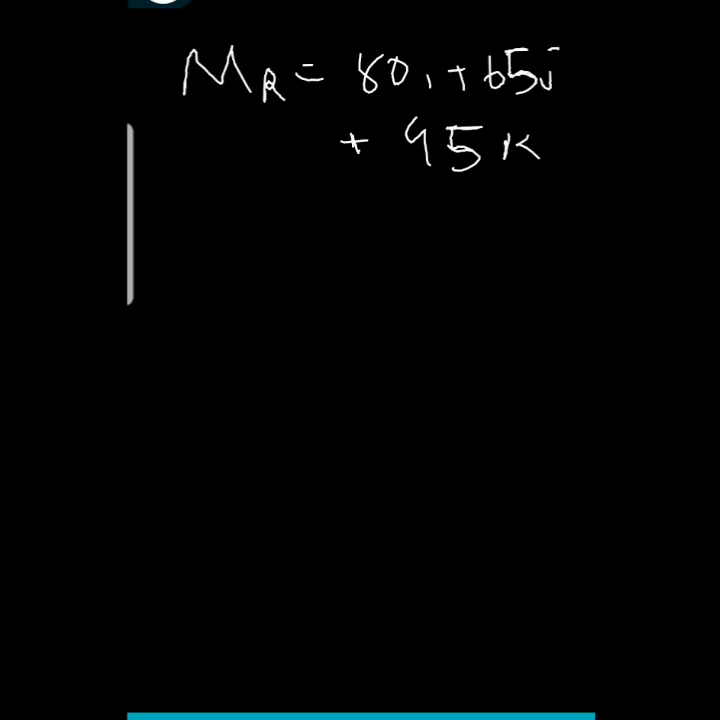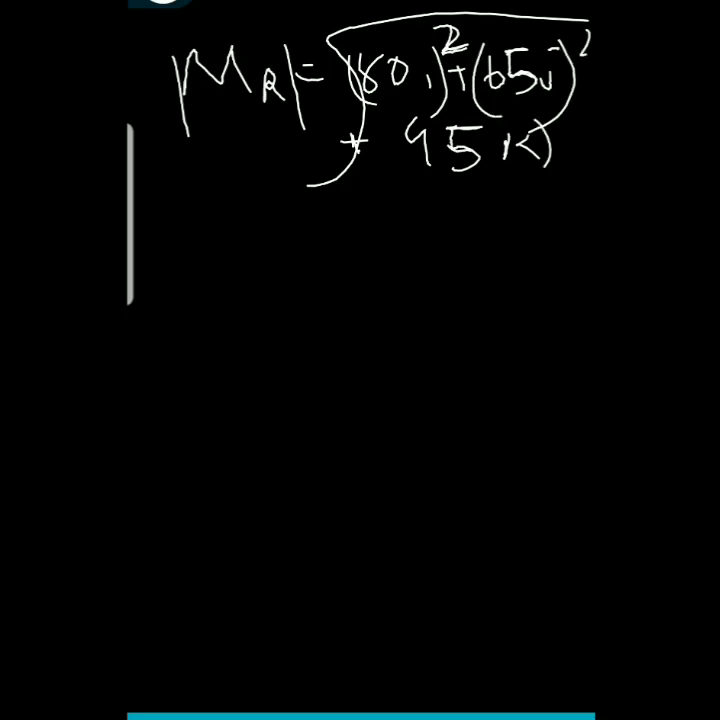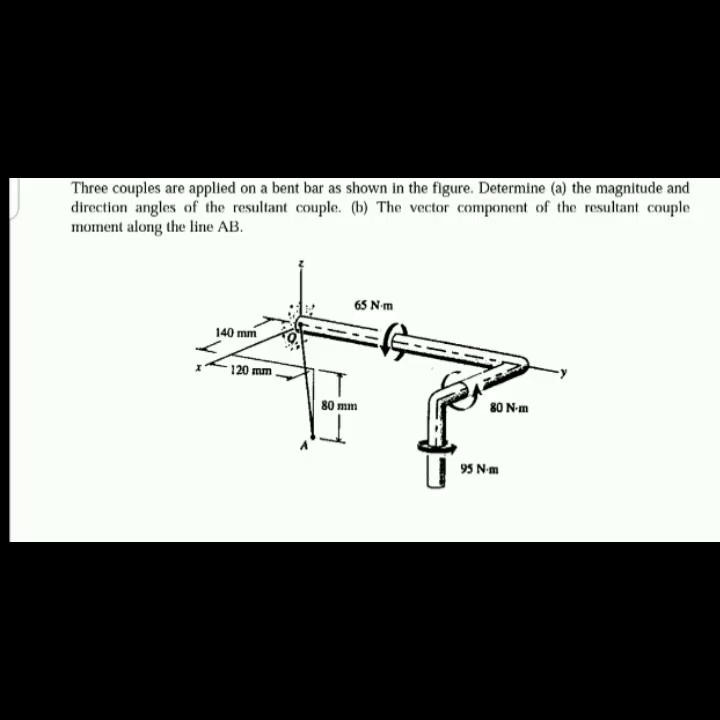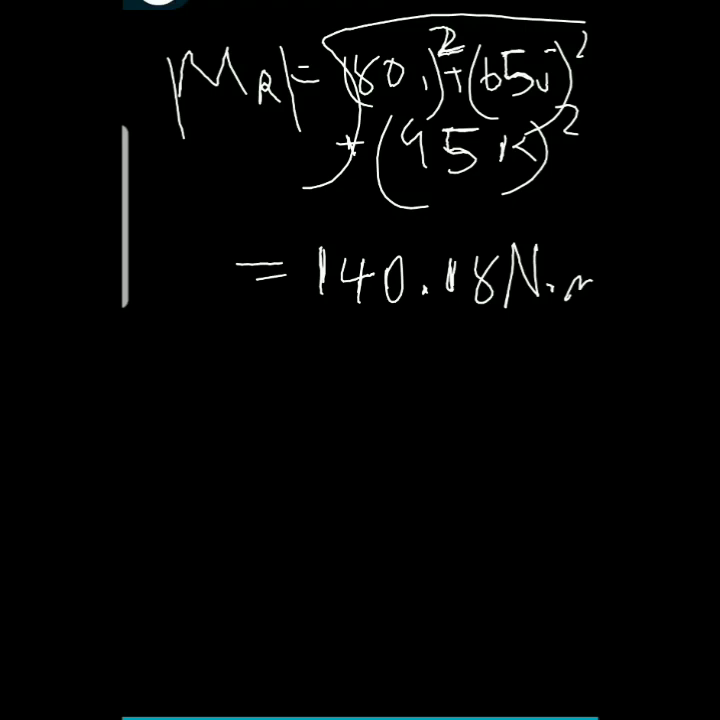That will be the resultant. And since the question is asking us to find the magnitude and the direction of the resultant couple, for the magnitude we simply use the square root of the square of that, and the square of that, and the square of that, and you find that your MR resultant would give you 140.18 Newton meter.